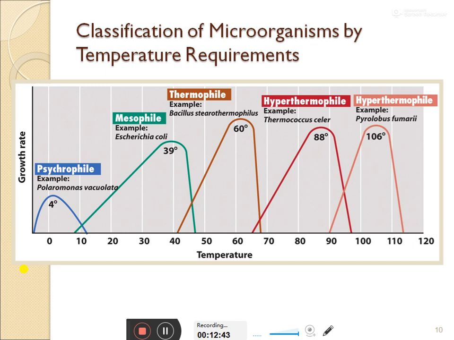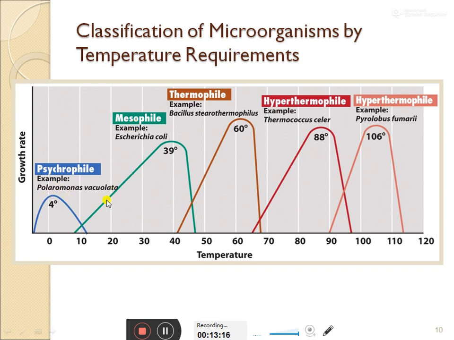So, based on the requirement for the temperature, the bacteria are classified into different classes. This is the classification of microorganisms by the temperature requirement. Bacteria are broadly classified into different classes as per the temperature requirement. First one is psychrophiles, the bacteria which can grow from 0 to 10 degrees Celsius, where 4 degrees is the optimum temperature for their growth.